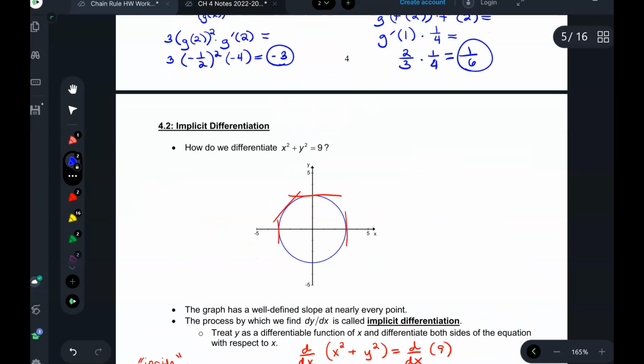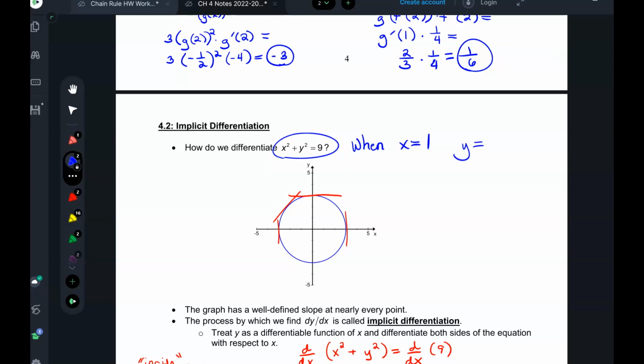Let's say I'll just do a quick example. What if I said when x equals 1 and I didn't give you a y value? Well, I have that function that I can plug into, right? So 1 squared plus y squared equals 9, so y squared would be 8. So it would be plus or minus 2 root 2, which makes sense because when x equals 1, don't I have 2 places where I have a tangent?